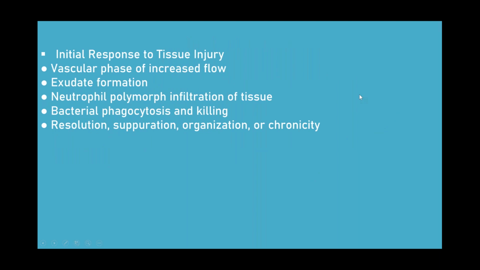What about the response to tissue injuries? The initial response to tissue injuries includes the vascular phase of increased flow, exudate formation, neutrophil polymorphs, and bacterial phagocytosis and killing, and dissolution, separation and organization and chronicity. So what about the vascular phase of increased flow?